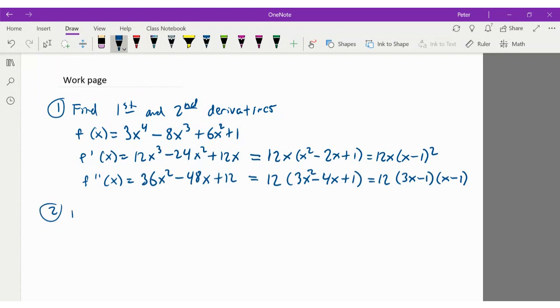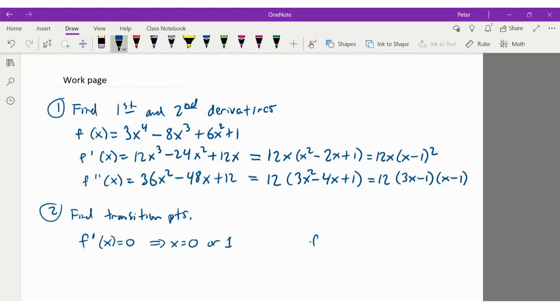So I want to find transition points. The transition points are going to be places where either the first or second derivative is 0 or not defined. Clearly, since the first and second derivative are just polynomial functions, they're defined everywhere. So I don't have any undefined points for the first and second derivative. I just want to find where f prime of x equals 0, and that's going to imply that x equals 0 or 1. So those are the critical numbers.